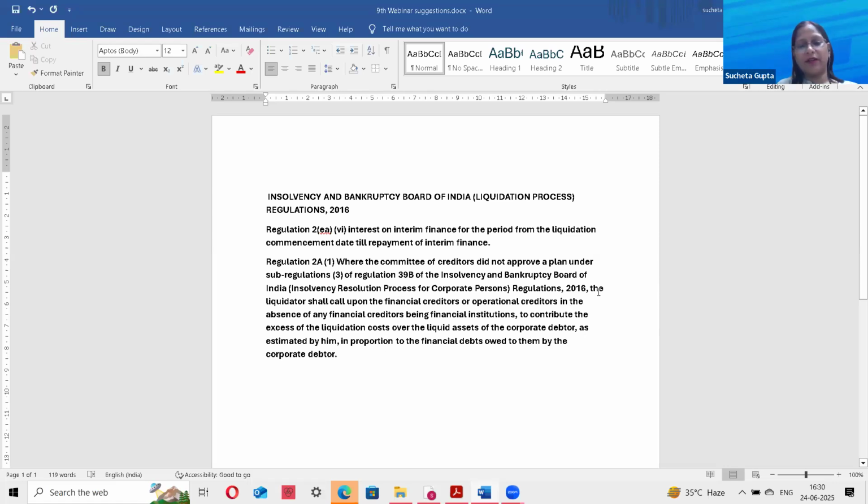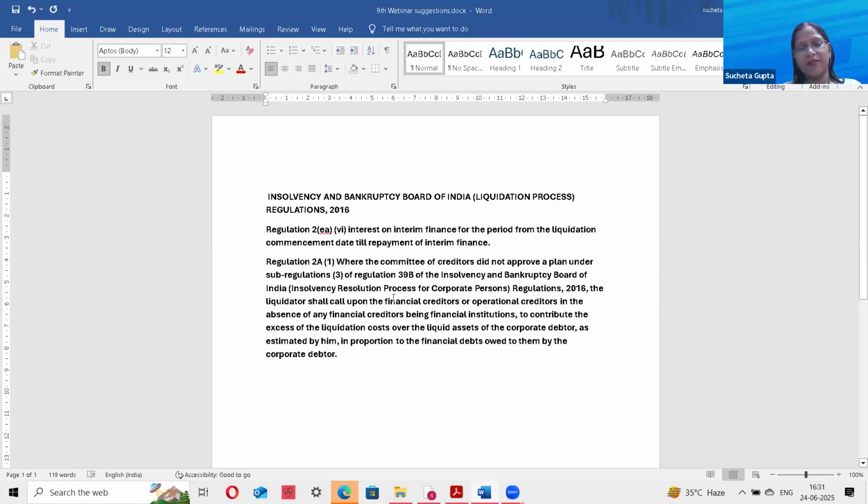So what will be the exact wording of this regulation? Sir, the liquidator shall call upon the creditors, irrespective of whether financial, non-financial or operational. Call upon the committee of creditors. Basically creditors forming part of the consultation. If there is no financial creditor, then automatically the committee of creditors will be considered. Instead of writing all those things, we can simply mention that the liquidator shall call upon the creditors.